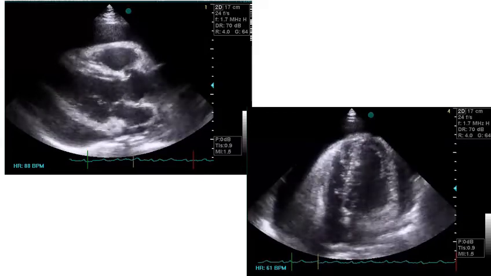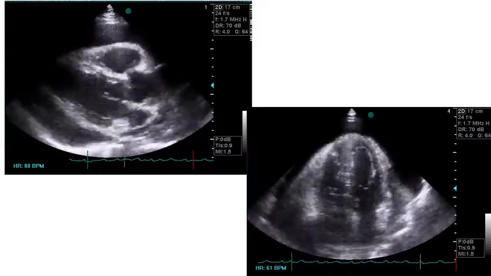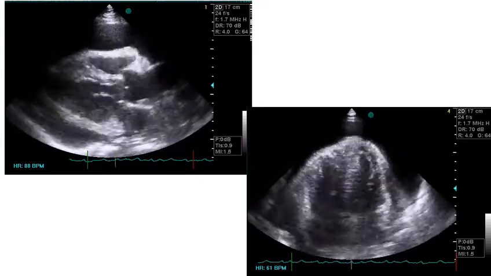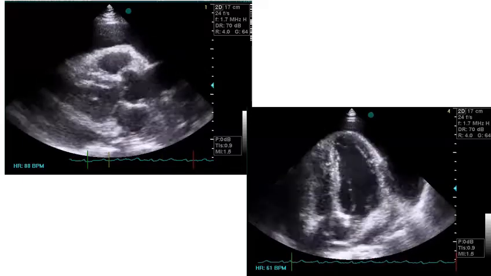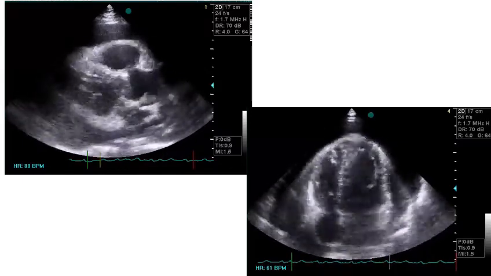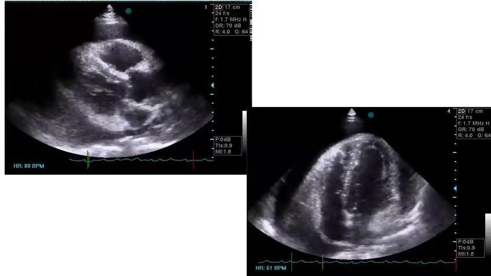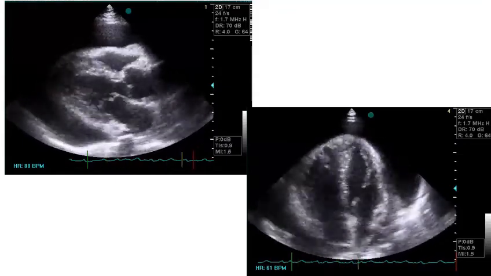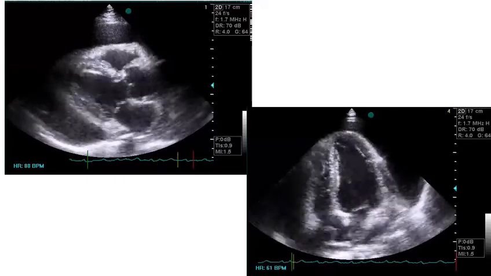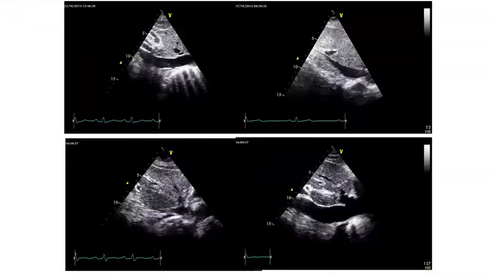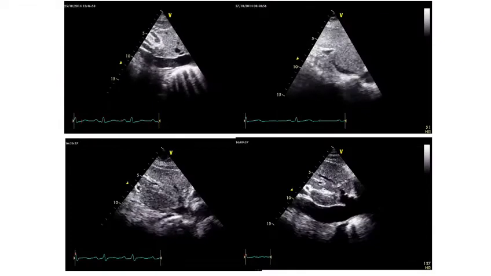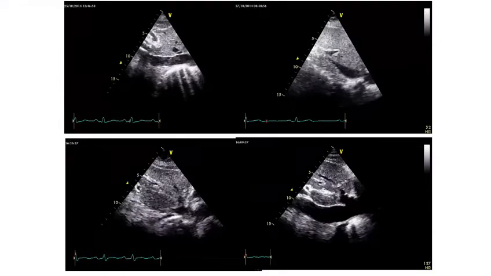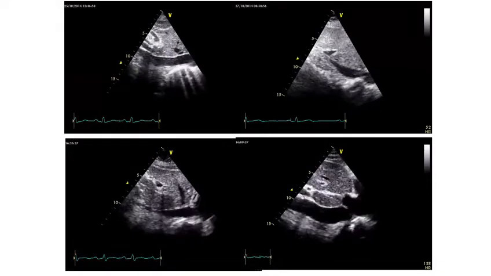So RV collapse is early diastolic, and RA collapse is late diastolic. Also you should be able to see the swinging movement of the heart, and a large amount of pericardial effusion will tell you that the patient is having cardiac tamponade. Now this is for IVC tracings, and you must tell me what is the RA pressure.